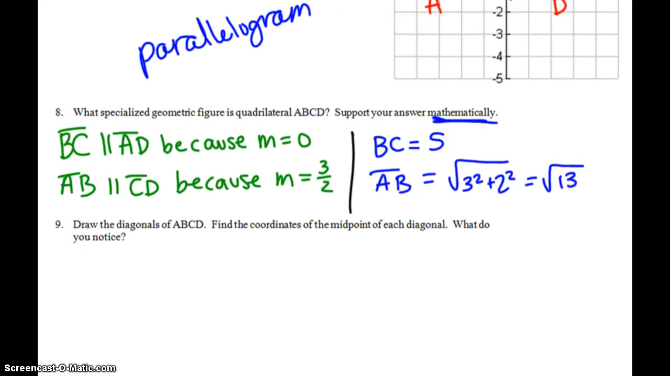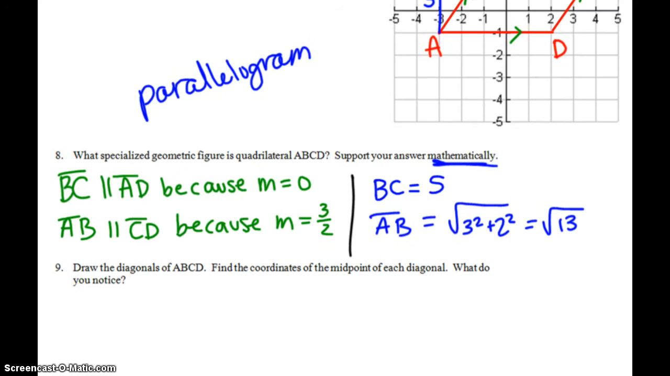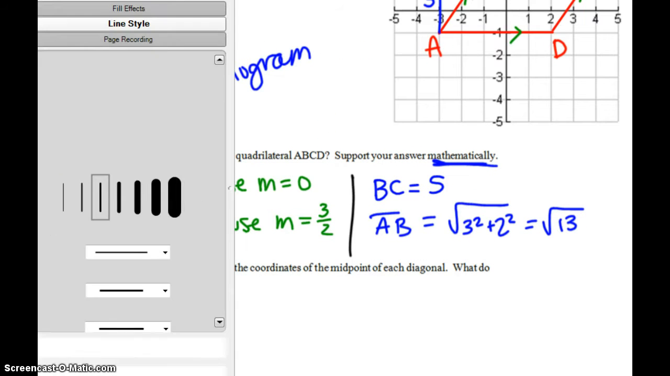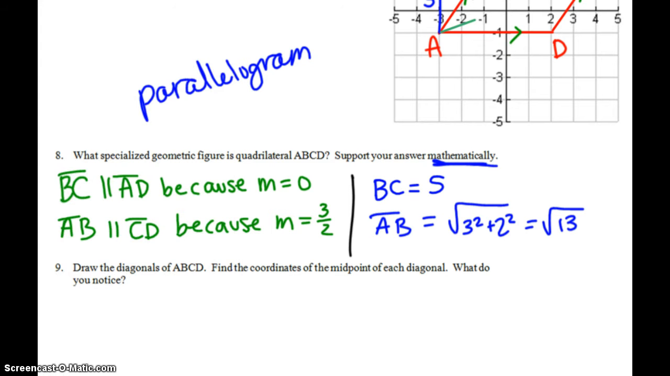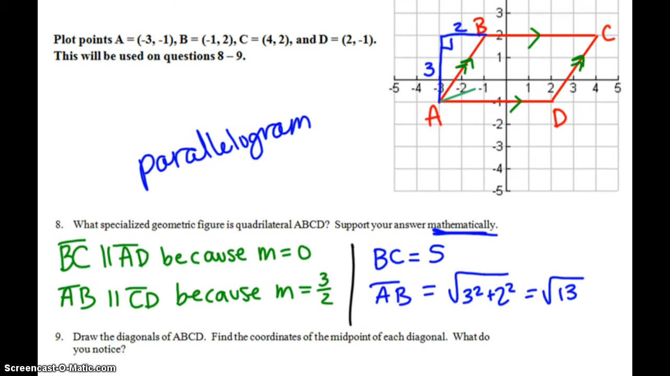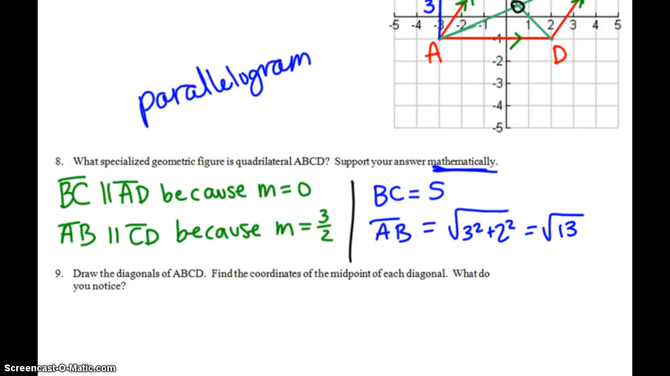Alright, now it says to draw the diagonals of A, B, C, D. So I'm going to get a line tool over here. Give me just a second. Let's do a different color. Alright, and we're going to draw the diagonals from A to C and B to D. Now, taking a look, we can assume that where they intersect is going to be somewhere right here. It's not a nice even number, so it's our job to find out.